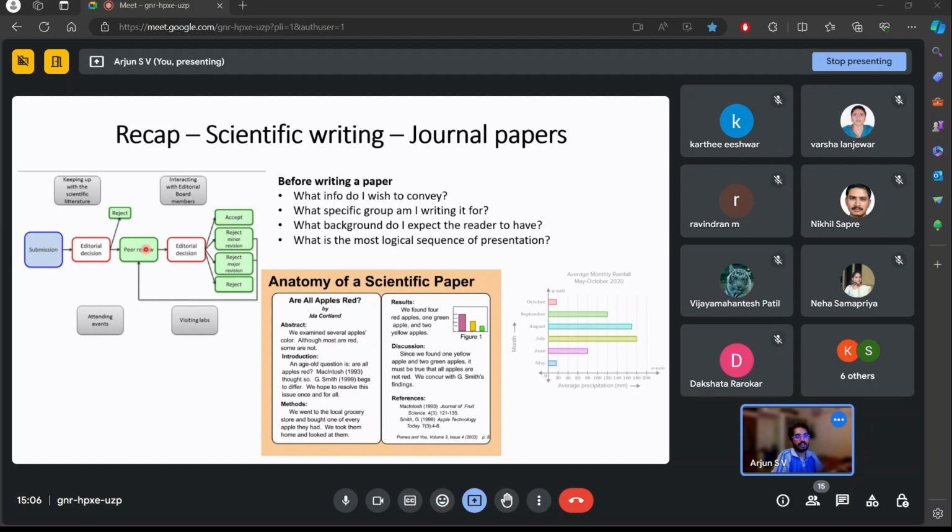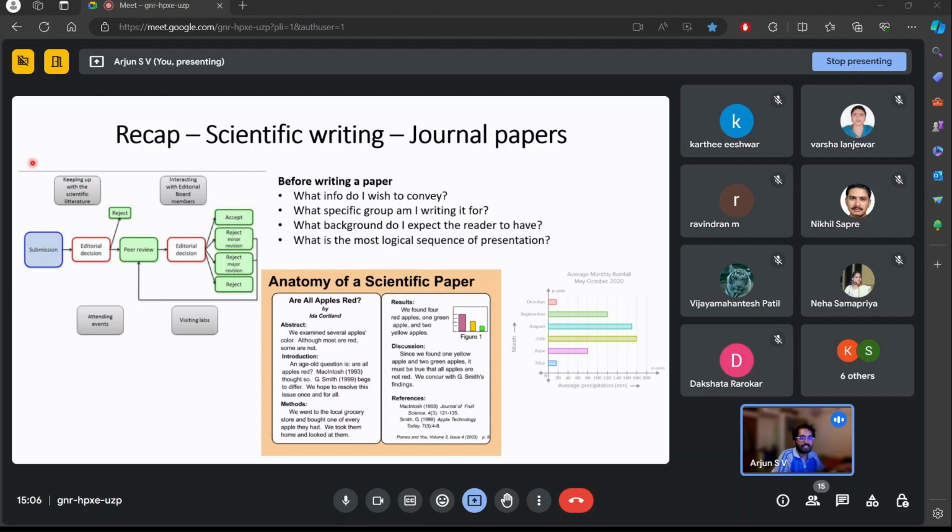performing certain kinds of new experiments, which will help the scientific community to understand your topic better. And after you do all the major and minor revisions, the editorial board will make a decision whether to accept the paper or to reject the paper or to publish the paper in whatever form possible. And in the process, you go through a lot of other aspects such as visiting labs, visiting your peer reviewers, discussing with them, attending events, and keeping up with the scientific literature, etc. So this is the overview of the process which happens while you are submitting the paper.